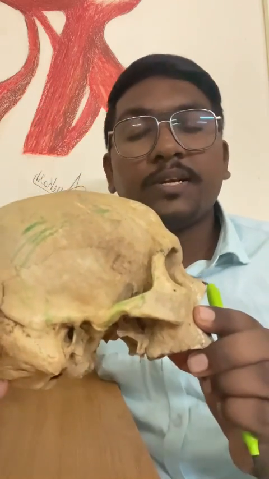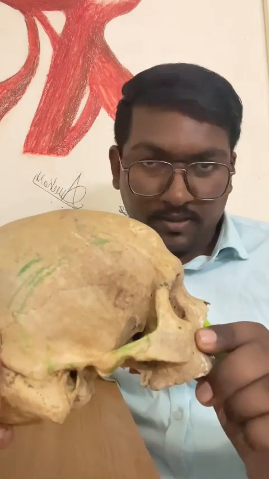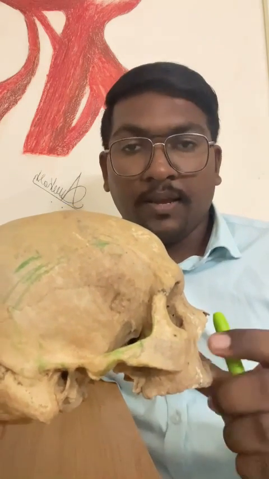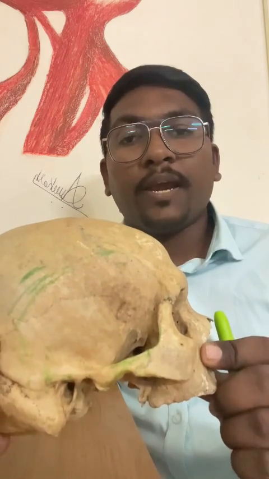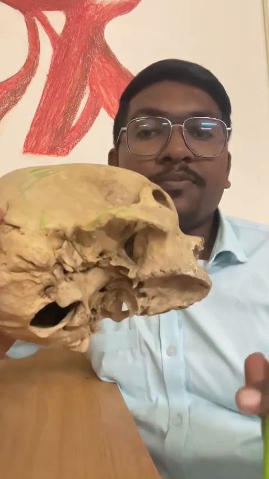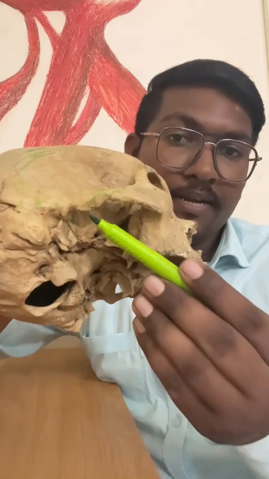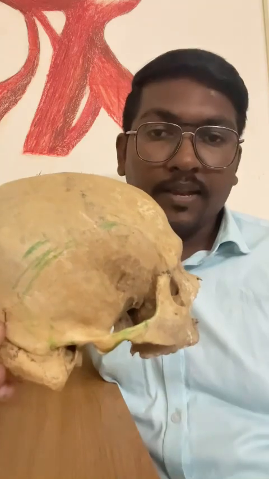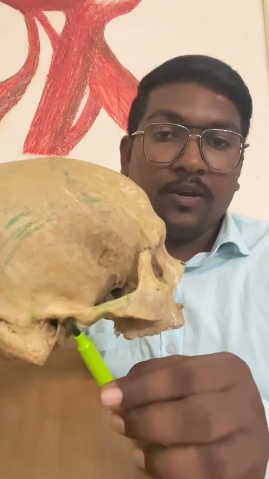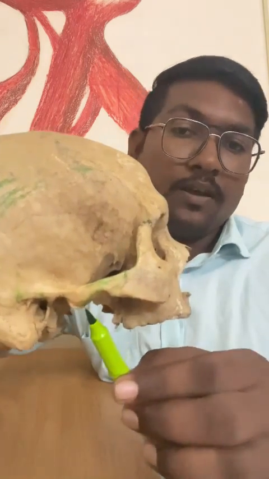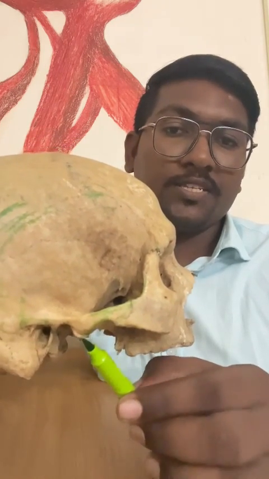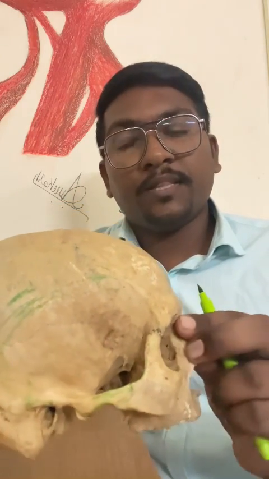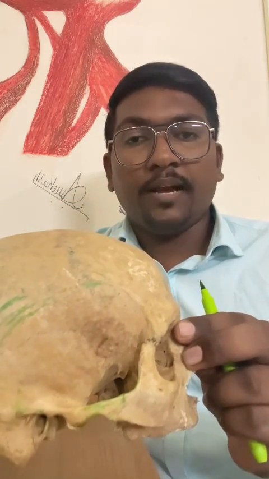The posterior root is located lateral to the articular fossa, and also one more, the anterior root, which is located medial to the articular fossa. We can see here, this is medial to the articular fossa. We can see one tubercle which is present on the lower border of the zygomatic arch. This is the articular tubercle which is present on the lower border of the zygomatic arch.